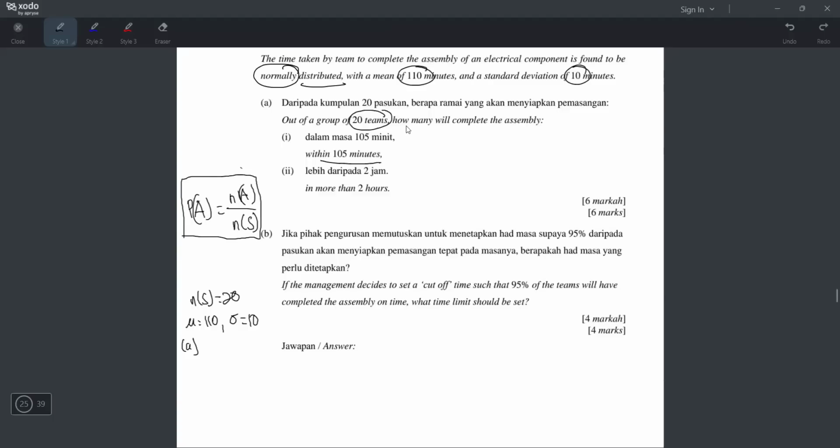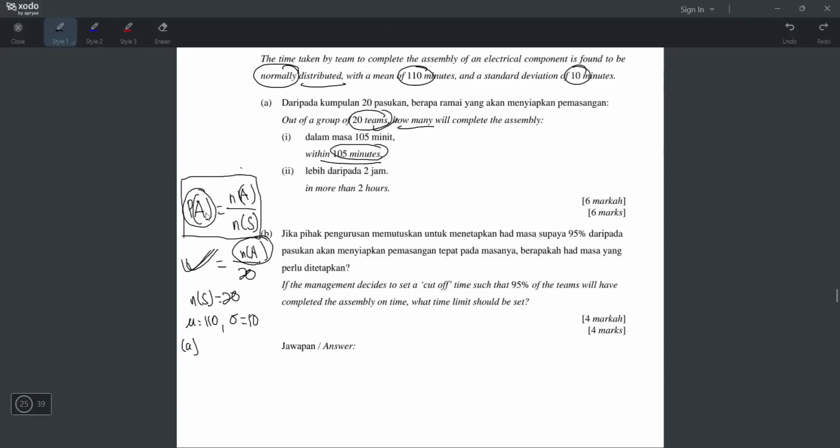But in this case, they want how many within 105 minutes. So it means that this will be the probability for 105 minutes. This will be the bilangan orang ataupun bilangan team, bilangan pasukan yang within 105 minutes, and then this one will be total. And the 20 is the total. 20 teams. So later you already know your NS is 20 already. What you're trying to find is the NA. Because they're asking how many will complete the assembly within 105. So it means yang saya nak cari is the NA. And the A represents team that complete within 105 minutes. It means I have to find the probability now myself lah.